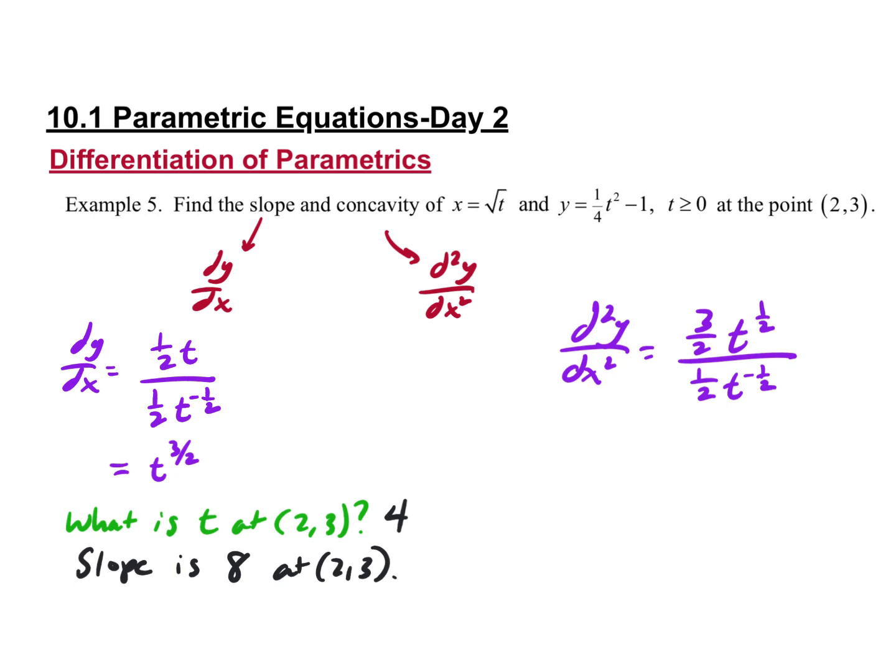I'm just giving other people time to process. 3t. It is 3t. Okay. So what is 3t for this problem at the point (2, 3)? 12. Okay. So at (2, 3), the second derivative equals 12. Because again, t at the point (2, 3) is 4.